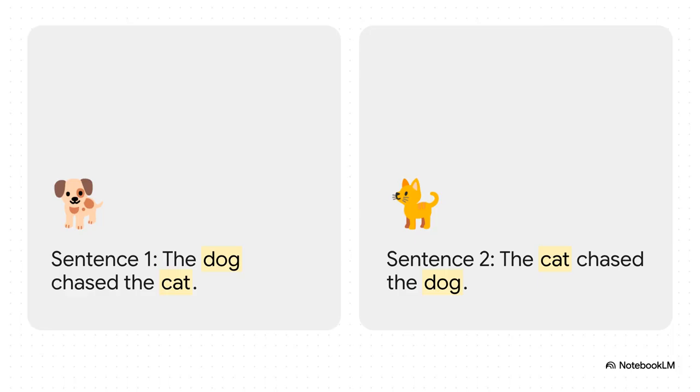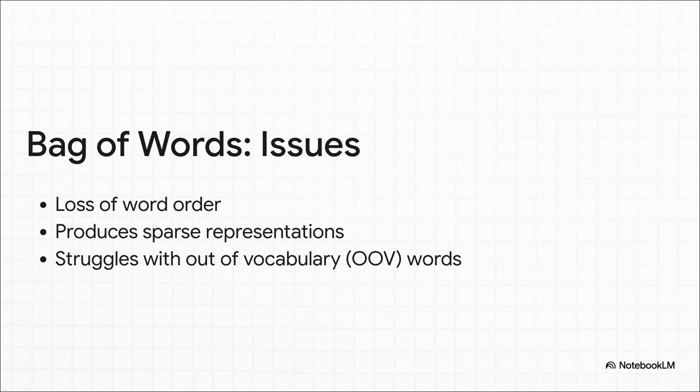And this right here perfectly exposes the model's fatal flaw. Just look at these two sentences. The dog chased the cat, and the cat chased the dog. Now, to you and me, those are two completely different events. But to a bag of words model, they're identical. The bag has the exact same words with the exact same counts. The model has totally lost the meaning because it ignores the one thing that matters most, the order of the words.